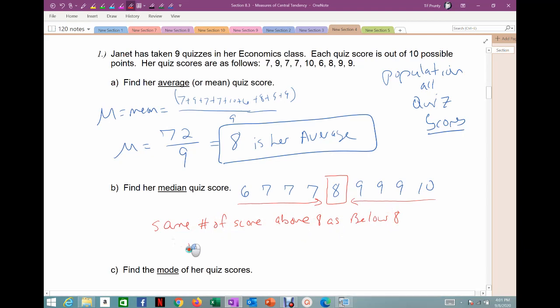And so her median is 8. And it's just a coincidence that it's the same as the average. Sometimes it is and sometimes it isn't. In this case, it happens to be, but that again, like I said, is just a coincidence. That's not always going to happen.